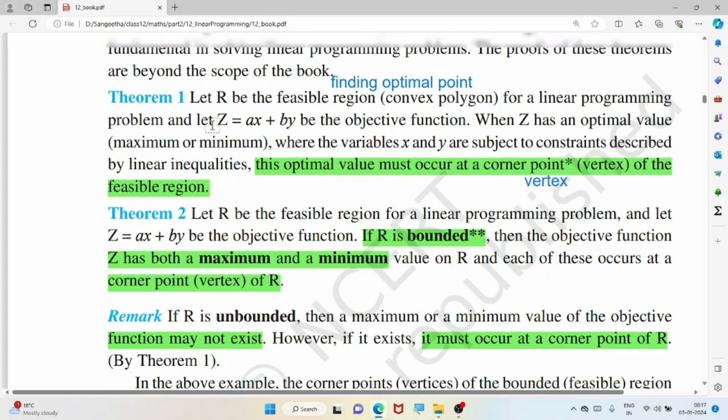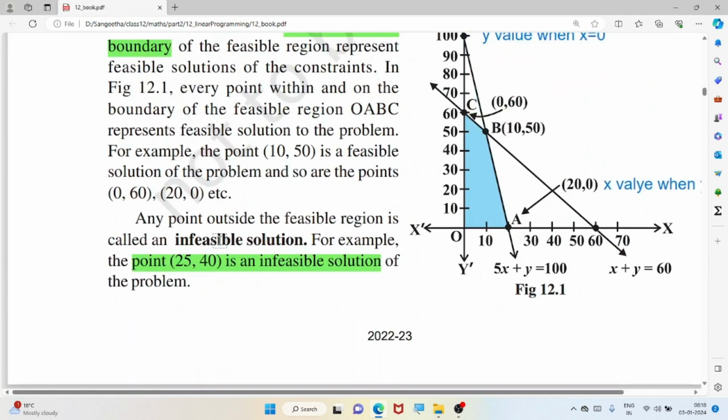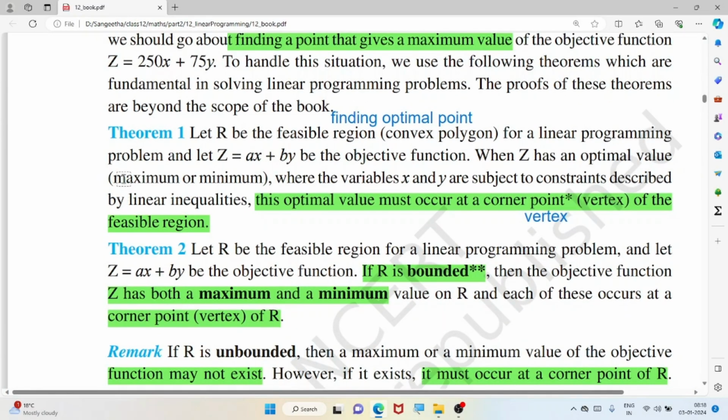Okay, so let R be the feasible region, a convex polygon, for a linear programming problem. This is the objective function. The objective function has an optimal value, maximum or minimum, where the variables x, y are subject to the constraints described. The optimum value must occur at a corner point, a vertex of the feasible region. So the optimal point is one of the vertices, these 1, 2, 3. Okay, this is theorem 1.